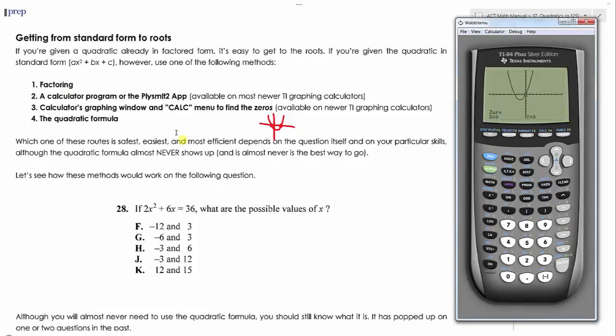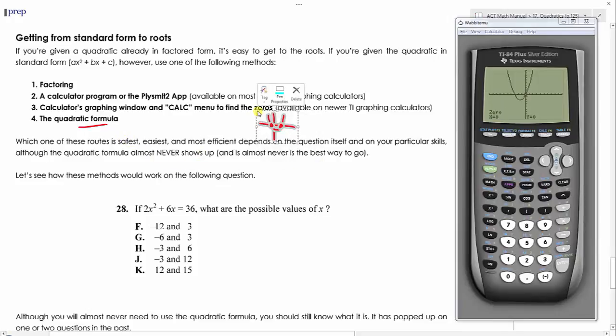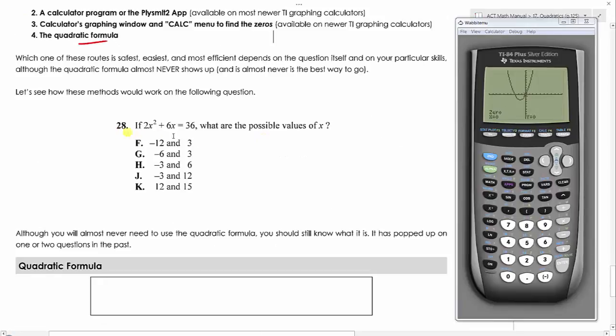I could also use the quadratic formula, but I would really prefer not to. And I would prefer that you don't do that either, only because it can be a little bit dangerous because of all of the different signs and squares and square roots and all that stuff, and it can take some time. Now, on a question like number 28, we'll do this with a couple of methods.